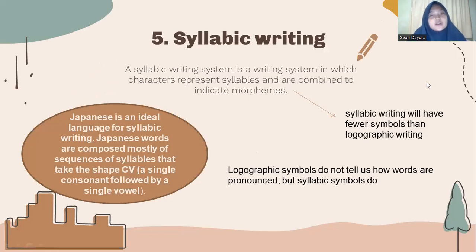Unlike the logographic systems, each symbol in a syllabic writing system has a specific phonemic value. In other words, a syllabic writing system is a writing system in which characters represent syllables and are combined to indicate phonemes. Most commonly, syllabic writing systems only allow vowel or consonant-vowel syllabic structure.